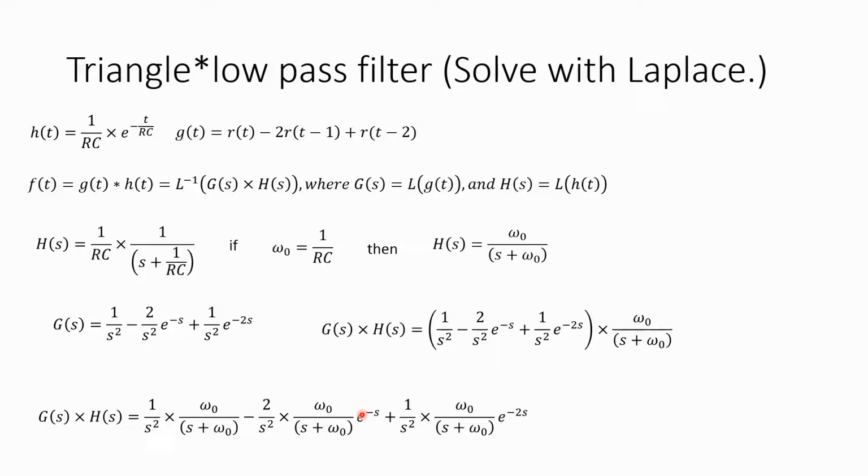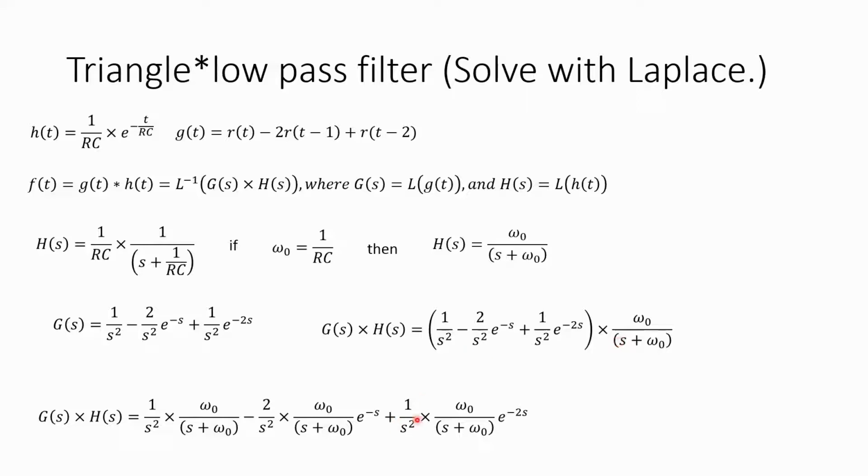Now, let's do this Laplace method. So basically, I take the Laplace transform, and the impulse response becomes the transfer function, right? And I'm going to set omega naught equal to 1 over RC, and it makes the transfer function a little bit easier to look at. All right, I have a ramp. I have a ramp with a slope of minus 2 that is delayed, and I have another ramp with a positive slope that's delayed by 2 seconds.